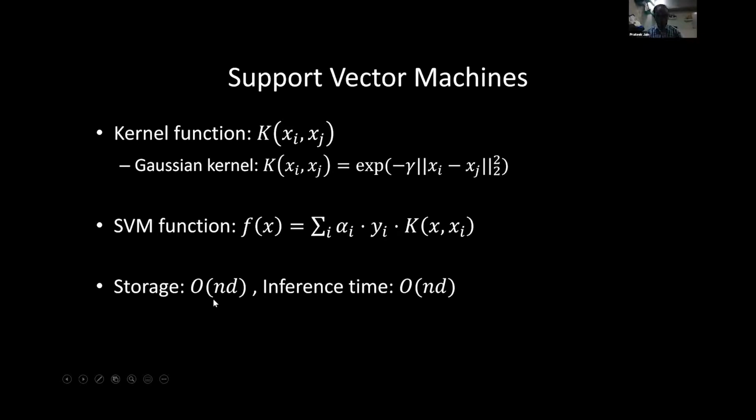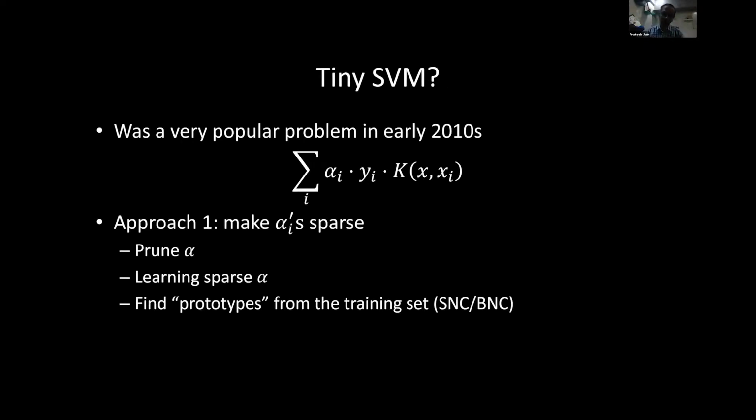Imagine if you have 100,000 training data points, you have to store all the data points to compute your function. And similarly, inference cost was also order ND. And that was obviously extremely difficult to deploy in practice, even on really powerful CPUs. Forget about deploying this on a mobile device or on your microcontrollers. So because of this issue, there was a lot of work on making the support vector machines more efficient.